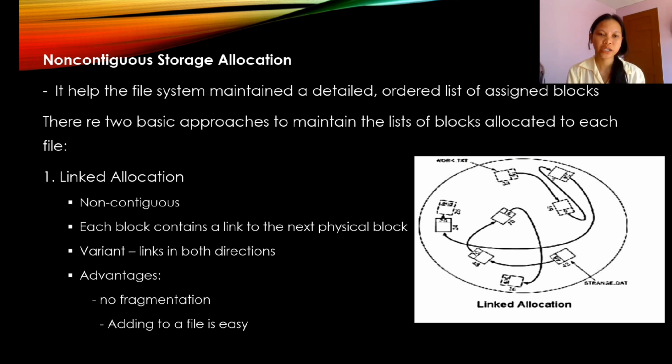Non-contiguous storage allocation helps the file system maintain a detailed, orderly list of assigned blocks. There are two basic approaches to maintain the list of blocks allocated to each file. Number one is linked allocation, which is non-contiguous. Each block contains a link to the next physical block. A variant has links in both directions. There are also advantages: no fragmentation, and adding to a file is easy.